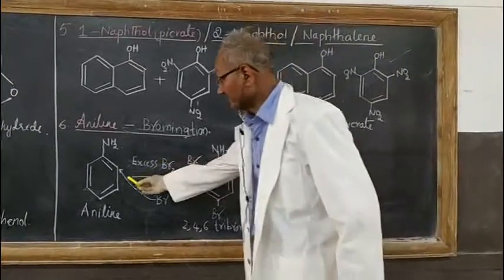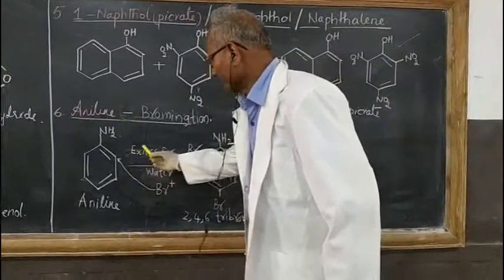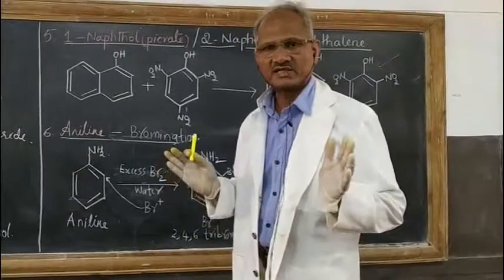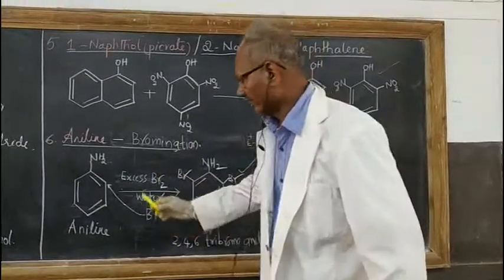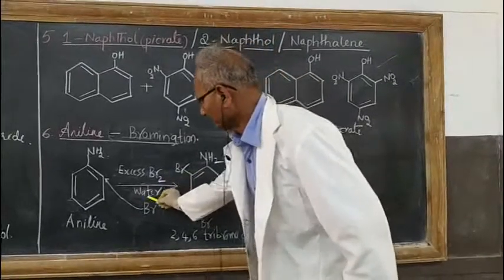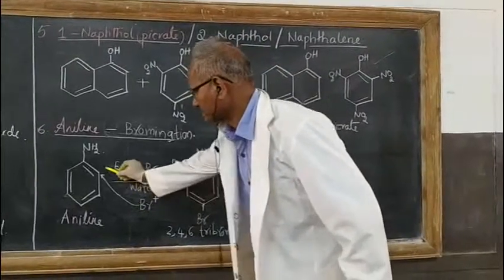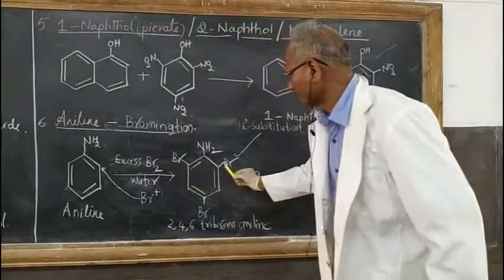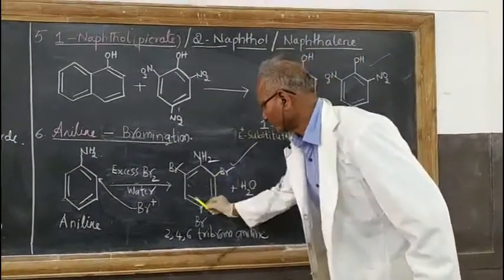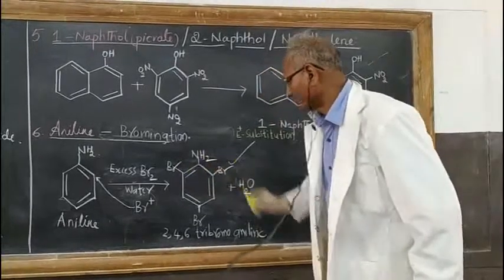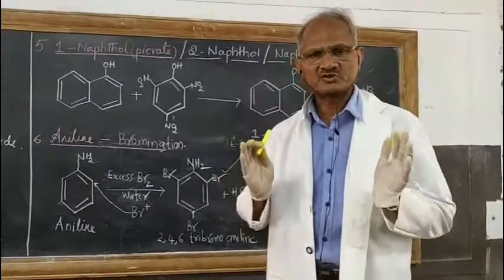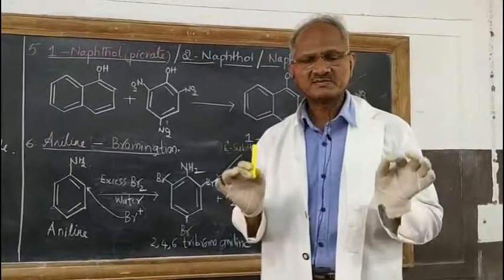This is aniline. Aniline, when treated with excess of bromine water, undergoes electrophilic substitution, where the electrophile bromonium ion attacks the ortho and para positions to give 2,4,6-tribromoaniline. So this is also an electrophilic substitution reaction. This is similar to phenol.